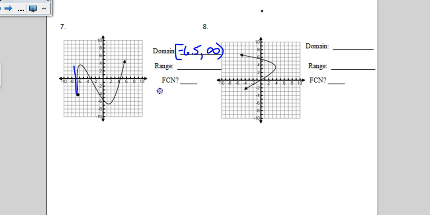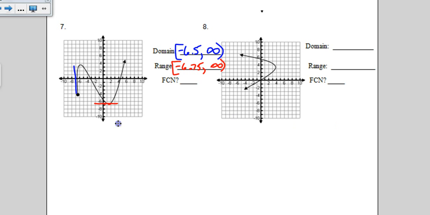Now for the range, you have to look at the lowest point, which would be actually down here. So, I don't know, maybe -6.75? Again, it's really hard to tell, so as long as you're in the ballpark. And then it goes up forever, so that goes up to infinity. So a bracket on -6.75, a parenthesis on the infinity.